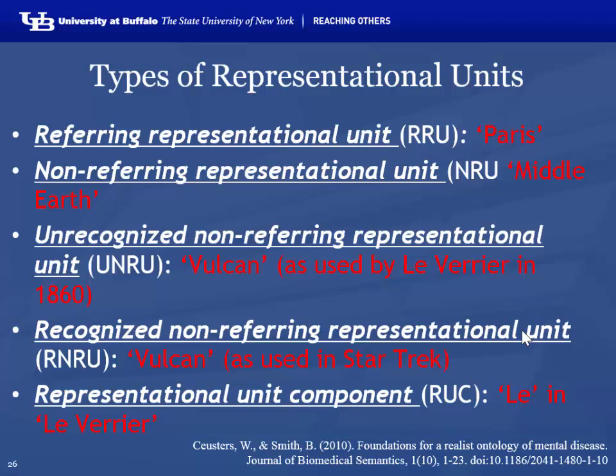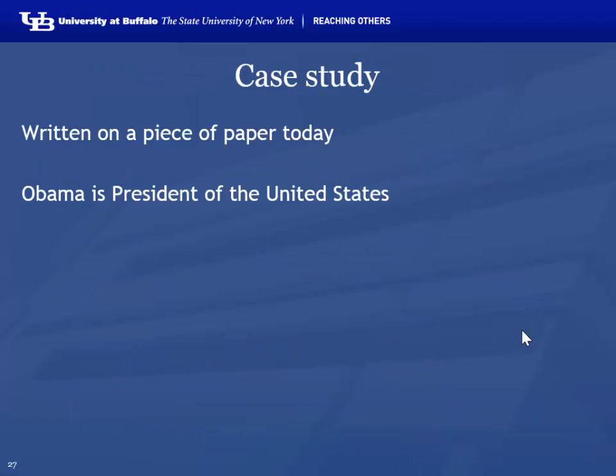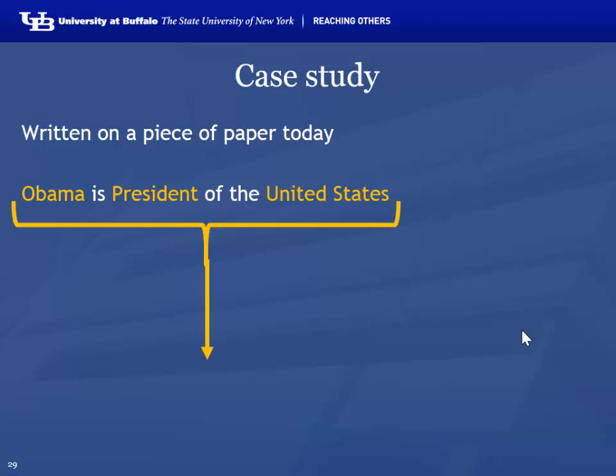When the term Vulcan is used in Star Trek, we all recognize, well, most of us anyway, recognize that this is not a referring representational unit. It's a non-referring representational unit. And then finally, there are representational unit components, which are too small to be representational units. An example would be the le in Leverrier. All right, case study. Obama is president of the United States. Obama is about Obama, president is about the office, and United States is about the country. And the whole thing is about a certain portion of reality, which is the configuration which makes it true that Obama is president of the United States.